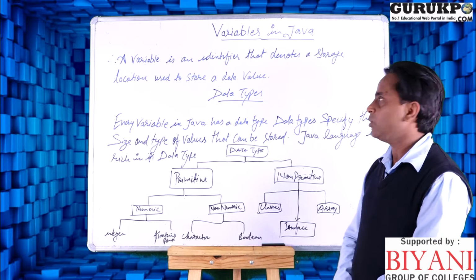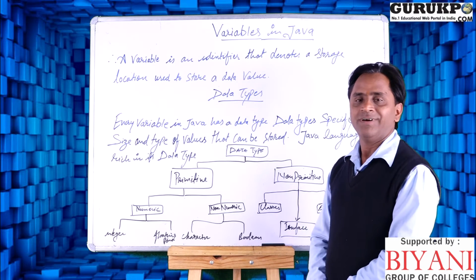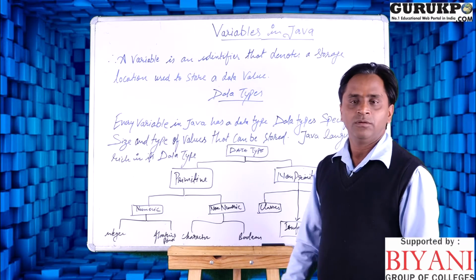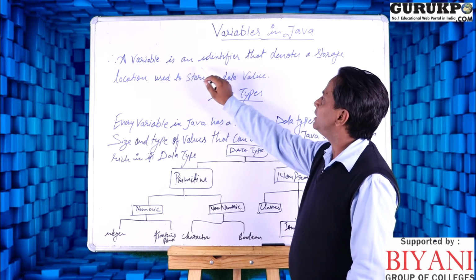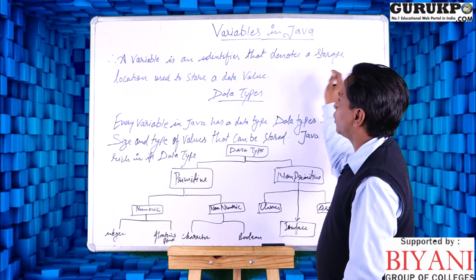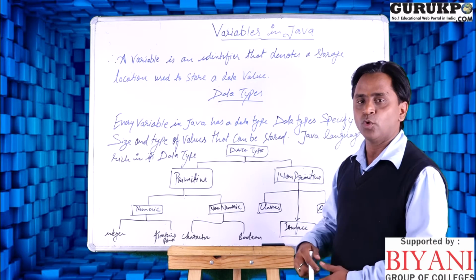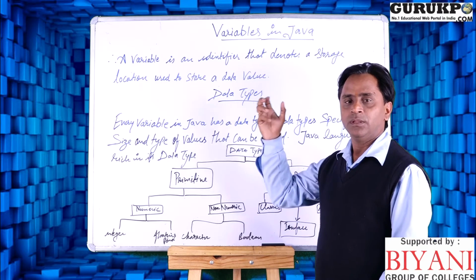Today we will discuss variables in Java. A variable is an identifier that denotes a storage location used to store data values. We have to store values in a variable with their data type.